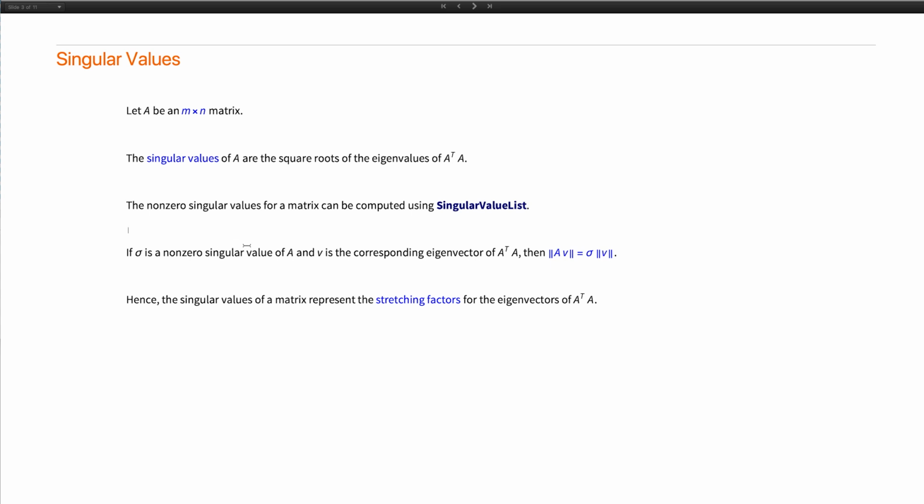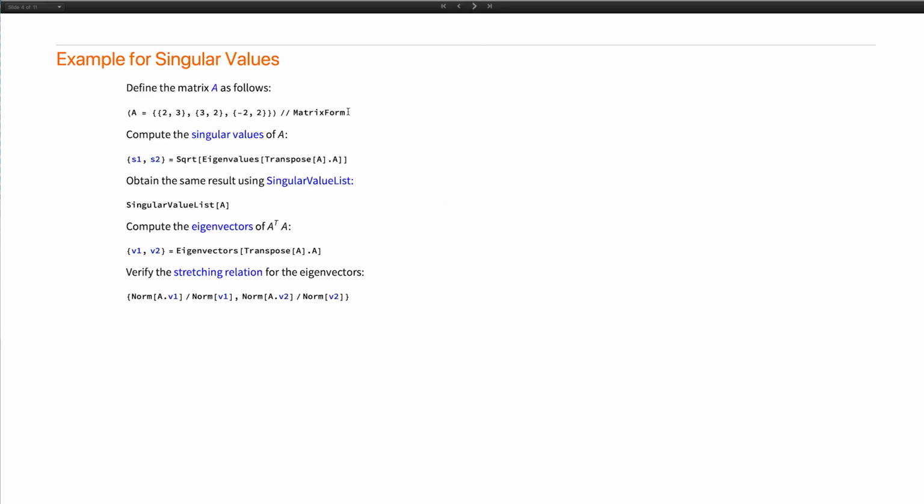Well, if you have a non-zero singular value and V is the corresponding eigenvector of A transpose times A, then the sigma over here, the singular value, represents the stretching of that eigenvector by the matrix A. So these singular values are actually kind of stretching factors for the eigenvectors of A transpose times A. So that's the idea of singular values. Start with the matrix A, do a symmetrization of it, so to speak, take square roots of eigenvalues, and you get the singular values. So as an example, here is a matrix A again.